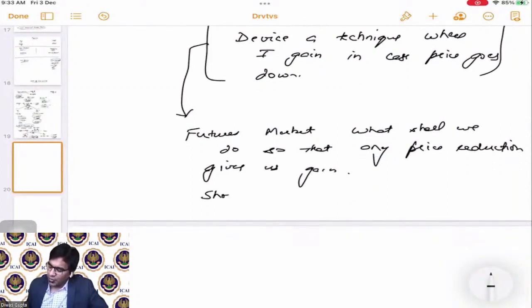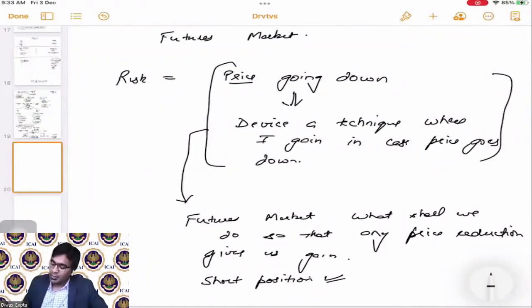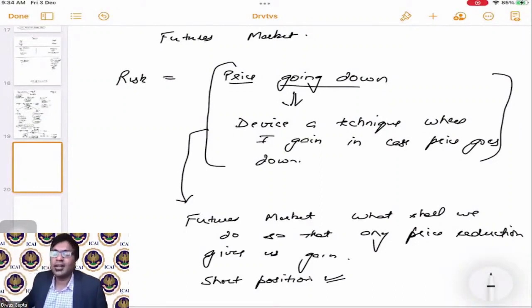So short position we should take in futures market, because see what will happen, the spot market will go down. This is the risk. Since the spot market will go down, futures market will also go down. But since we have already taken a short position, we will gain in the futures market, we will lose in the spot market. The loss in the spot market is hedged against the gain in the futures market.